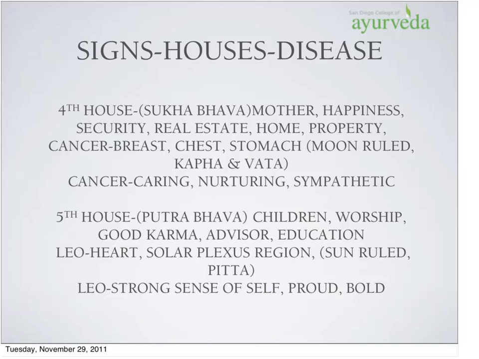In the natural zodiac, it relates to Cancer, the sign of Cancer, which rules over the breast area, the chest, the stomach. The sign of Cancer is ruled by the moon, which is both Kapha and Vata in nature. And so you will recognize your Cancer friends because they like to cook for you. They like to nurture you.